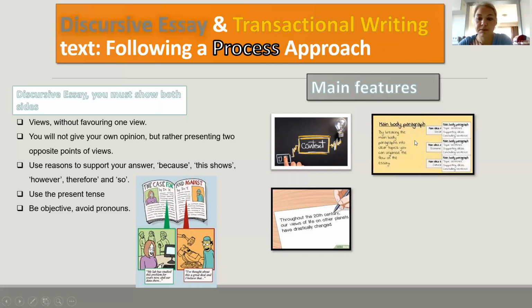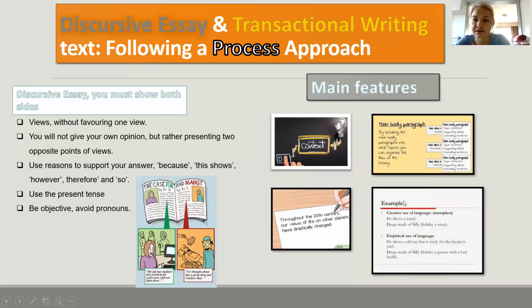Then you need to think about the body, so you can break it into paragraphs. Your main idea will be the first paragraph, then your advantages will be the second paragraph, and your disadvantages will be the third paragraph. And then you will also need to make use of metaphors, especially if you are a first additional language student or learner.